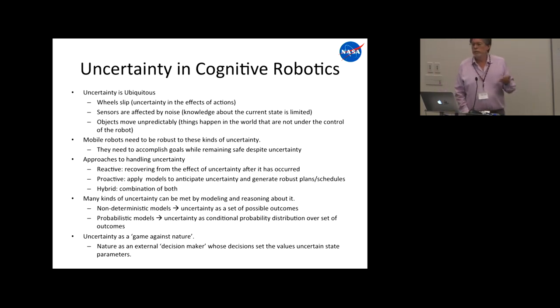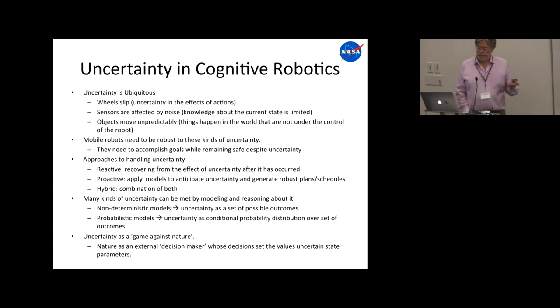And then there are hybrid approaches that combine both. So many times the kinds of uncertainty can be addressed by modeling and reasoning about it. And there's two approaches to uncertainty. One is non-deterministic models, where uncertainty is viewed as a set of possible outcomes. And then there's probabilistic models, which view uncertainty as conditional probability distributions over a set of outcomes. And you saw this morning about modeling sensor uncertainty in that way.